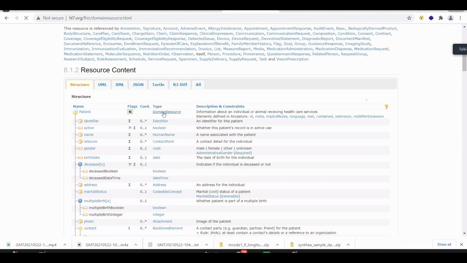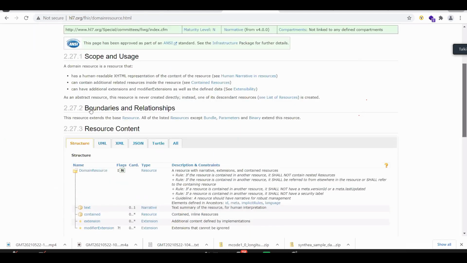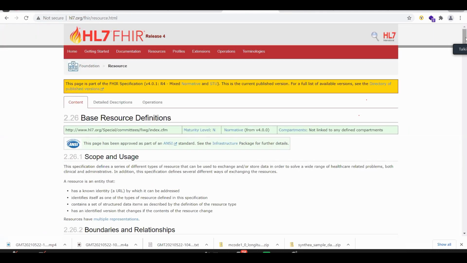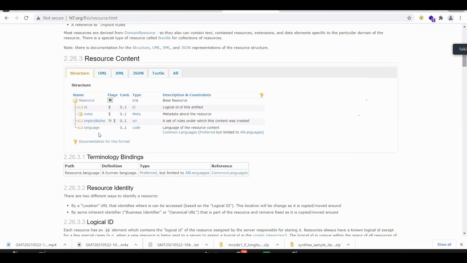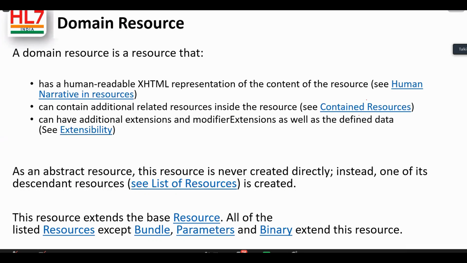If you click on domain resource, you actually see the things that we talked about. It has a text, that is a narrative, the contained, and the extension. It inherits, it is a type of resource, and the ancestors are ID, metadata, implicit rules, and language. So if you click on resource, you see ID, meta, implicit rules, and language. Got it? So that's how the ID, even though we did not put it, was there as part of the resource definition.